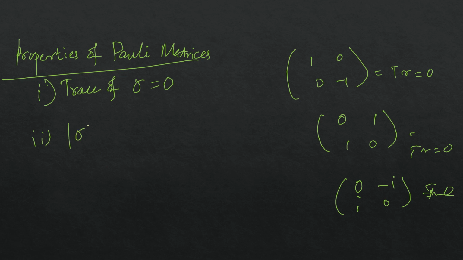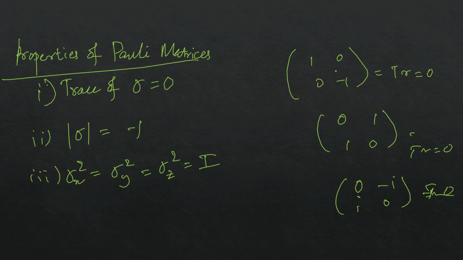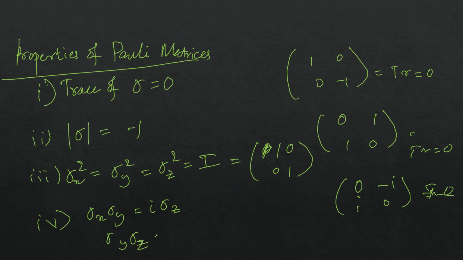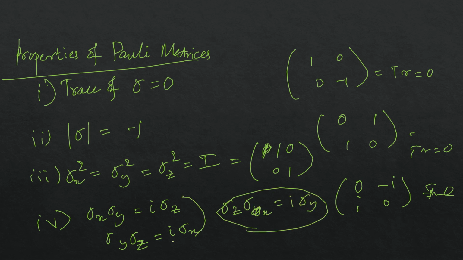Determinant of any Pauli matrix is how much? Minus 1. You can see minus 1, minus 1, minus 1. Sigma x square is equal to sigma y square is equal to sigma z square, and it will always be I. If you multiply it again and again, it will be I. This is your unit matrix 1 0 0 1. Now sigma x into sigma y is equal to i sigma z. Sigma y into sigma z is equal to i sigma x. Sigma z into sigma x is i sigma y. It's very clear.